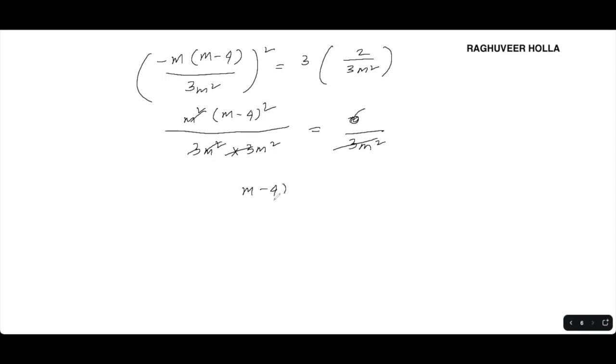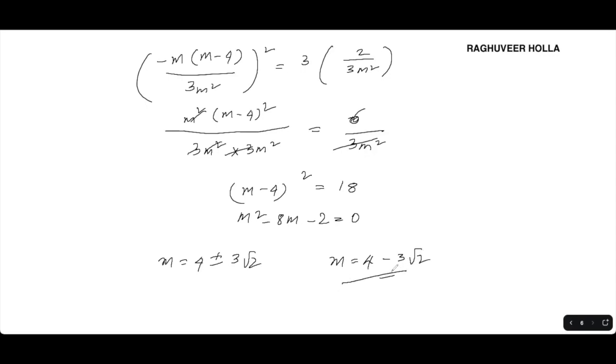So you get m minus 4 whole square, which is equal to 18. Okay, further simplifying, you get m square minus 8m minus 2 is equal to 0. So when you find the roots of this equation, m is 4 plus or minus 3 root 2. And in the question, it was asked what is the least value of m, right? So the least value of m will be 4 minus 3 root 2. So this is your answer.